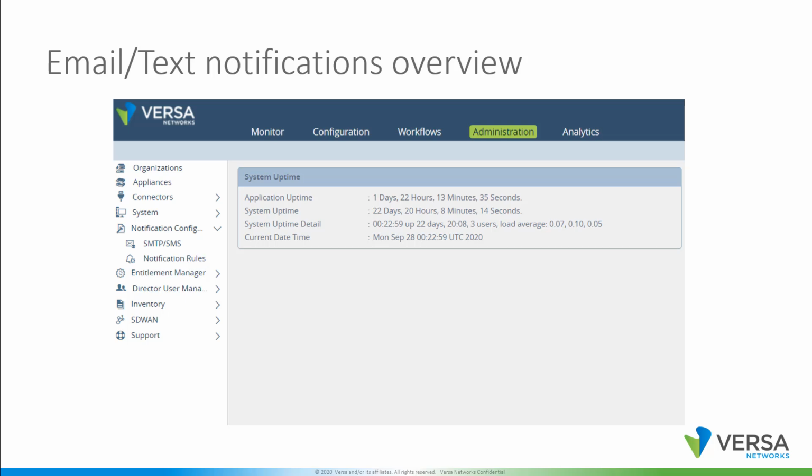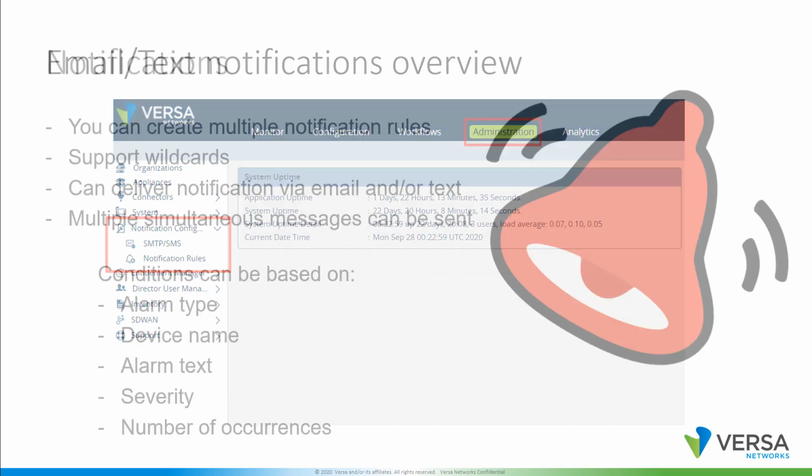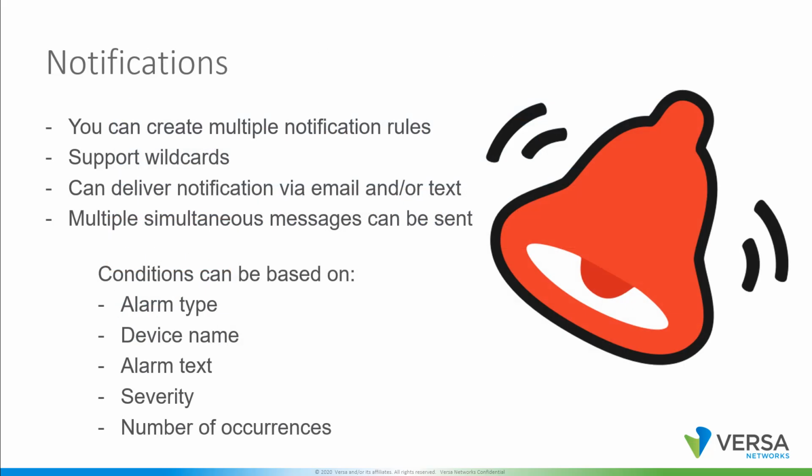To be more specific, where you can see notifications: in the director screen there is going to be the administration menu, and in the administration you will see notifications configuration. So that's where you would go to configure them. Now, in a little more detail about notifications, you can create multiple notification rules. Notification rules support wildcards, and you can deliver notifications via email or text messages to multiple destinations. Conditions for sending notifications can be based on the alarm type, device type or device name, alarm text, severity, or maybe the number of occurrences of the specific event.